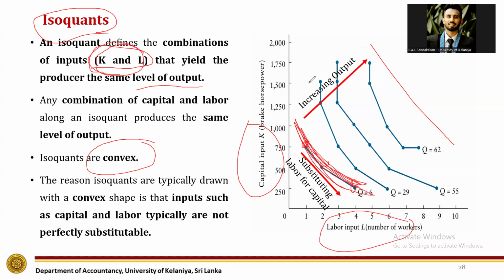So if it becomes a straight line, what happens? Both can be exchanged together, both are replaced together. We call this the straight line. Both are required for the production. So if you come to the lower side of the curve, we call this highly focused on the labor.